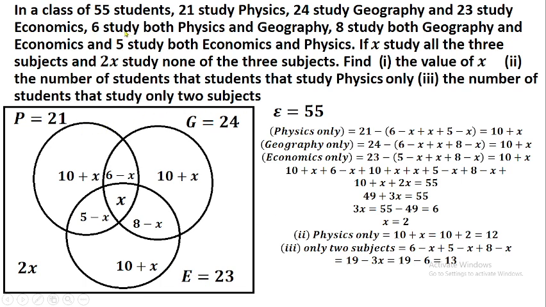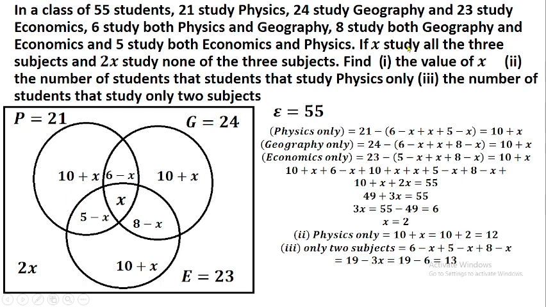Then 6 study both physics and geography, but it didn't say physics and geography only, so we keep that. Then 8 study both geography and economics, but did not say geography and economics only. 5 study both economics and physics. Physics and economics 5, but did not say physics and economics only as well, so we keep that.